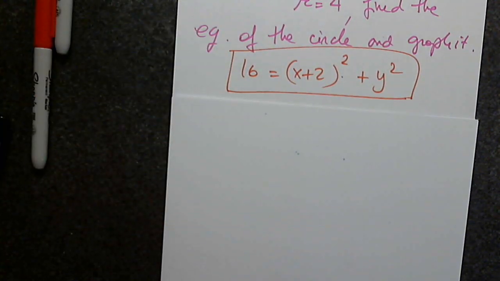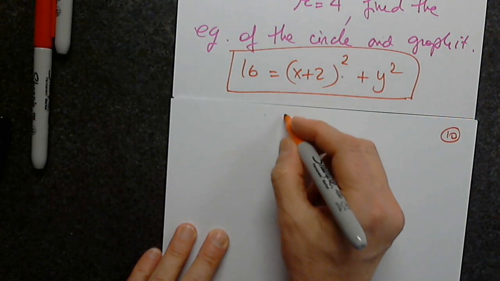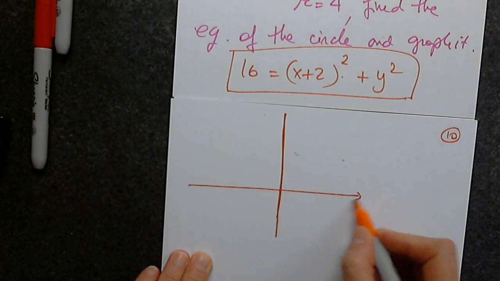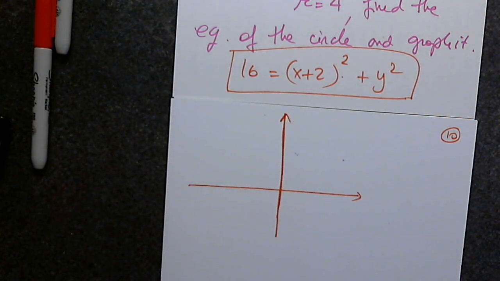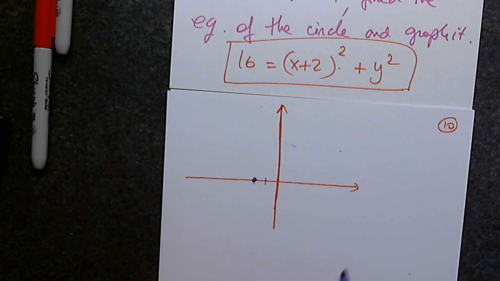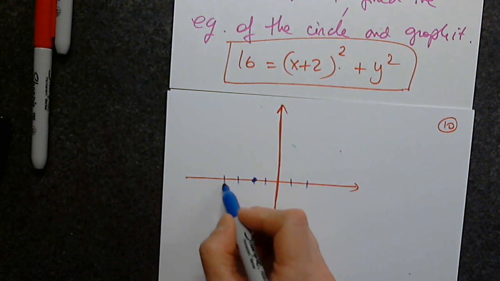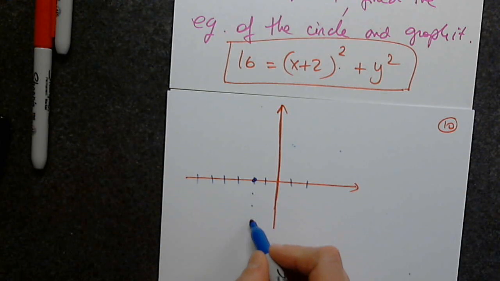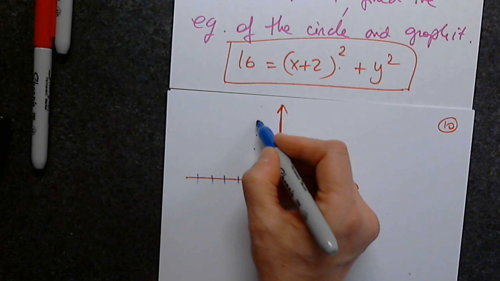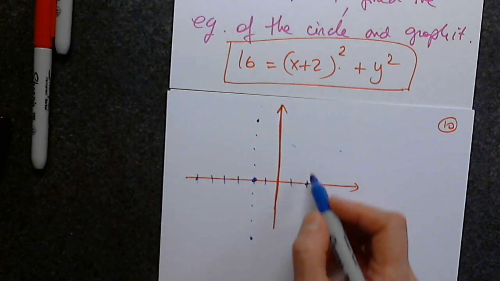Now let's graph it. Of course, I will start by plotting the center. And then I will create 4 points: one north, east, west, and south. How many units away from the center? 4. Exactly. Excellent. So this is the center. 4 units: 1, 2, 3, 4. 1, 2, 3, 4. I know it's not going to be a circle, but please bear with me and say it is.